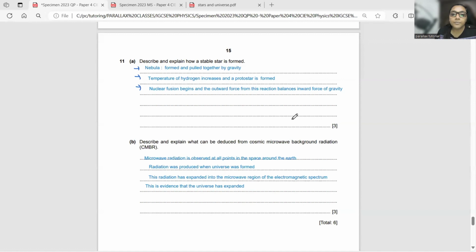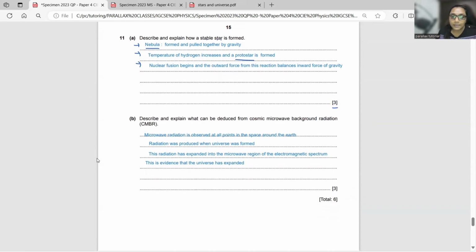In your exam, it's a 3-marker. You need to put 3 solid points: explain the nebula, explain the protostar, and explain what the two forces are which balance each other and therefore lead to a stable star being formed. These will carry 3 marks.